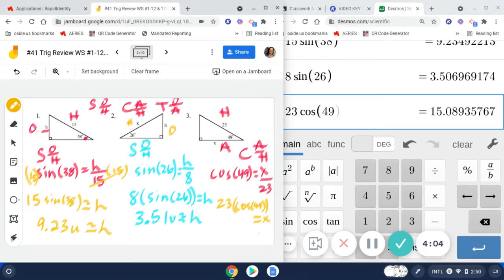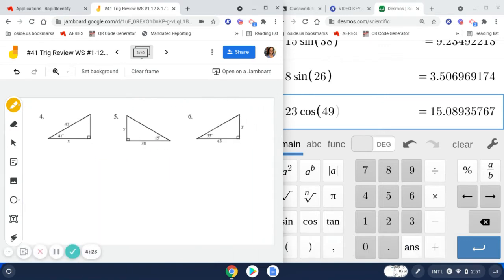15.09. Be careful on this one with that rounding. Some kids wanted to make it 15.1. But we're rounding to 2 decimal places unless told otherwise. And that's a little U for units. So let's go to the next page. Pause the video, try number 4, and see how you do.